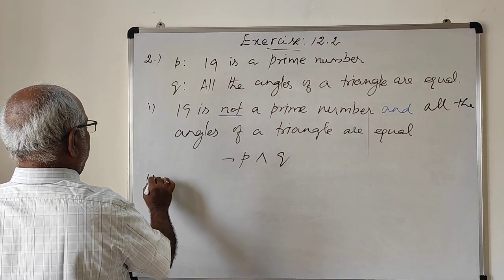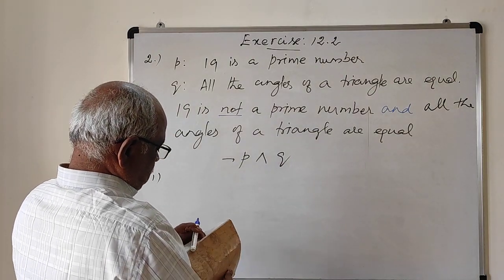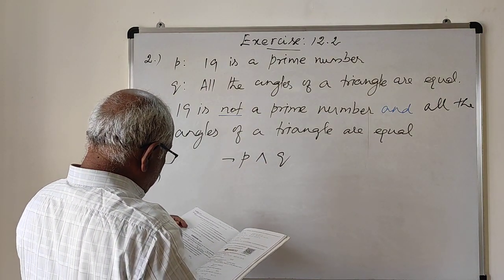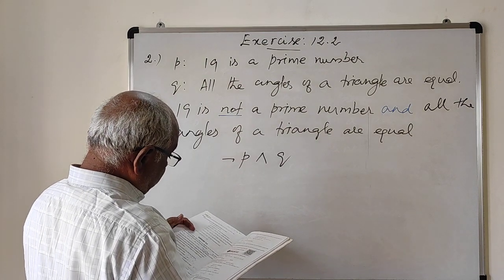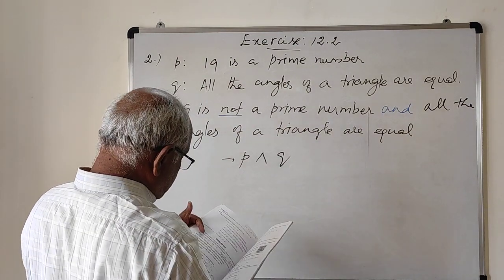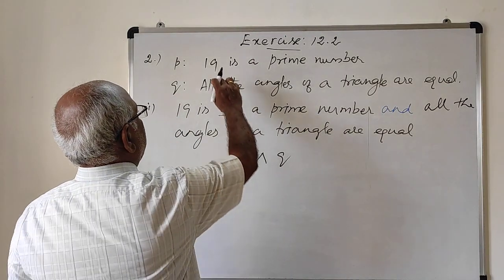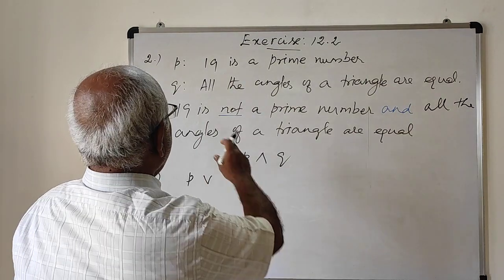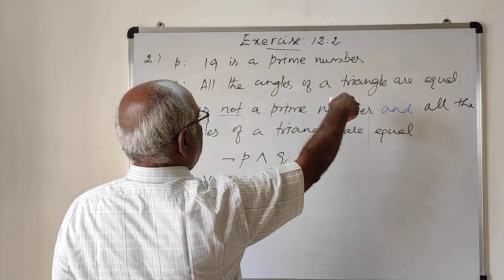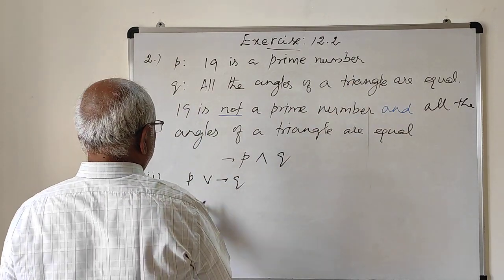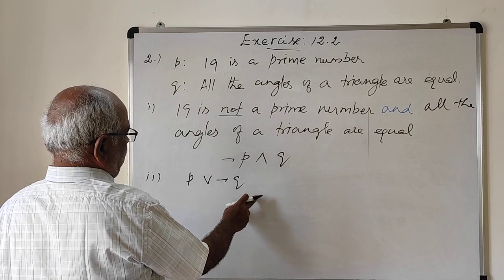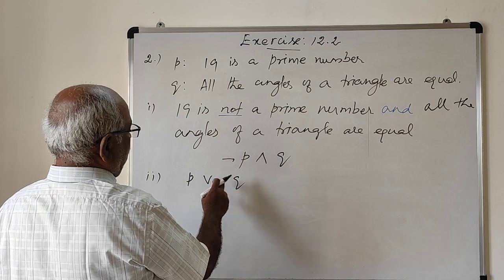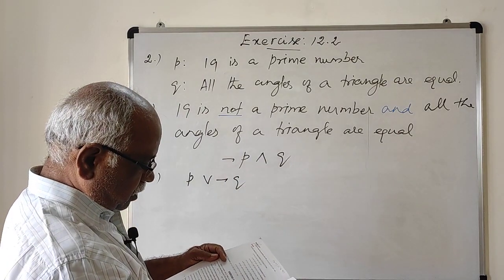This is the first problem. The second one is: 19 is a prime number or all the angles of a triangle are not equal. 19 is a prime number is P only. Or is disjunction. And all the angles of a triangle are not equal, that means negation Q. So the second problem is P disjunction negation Q.